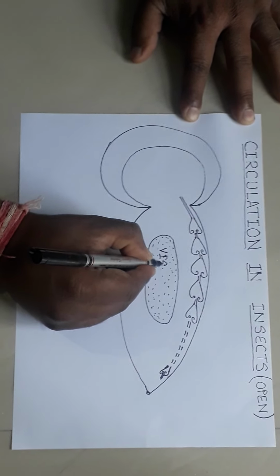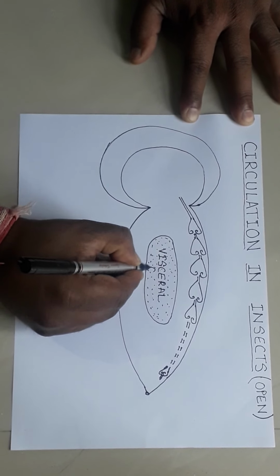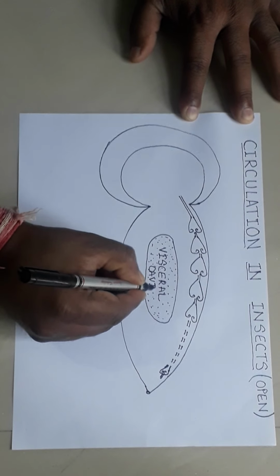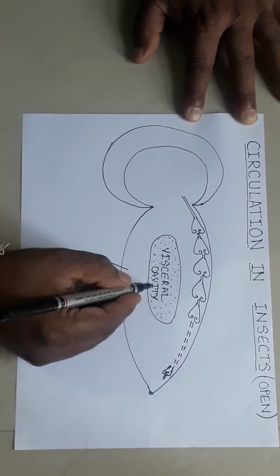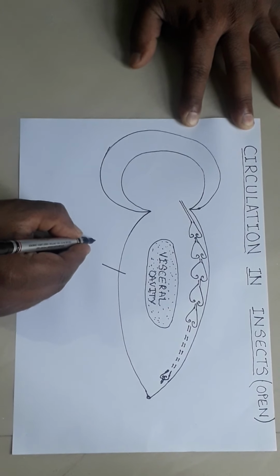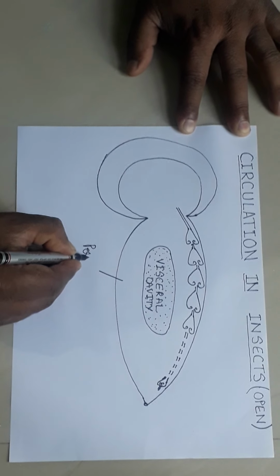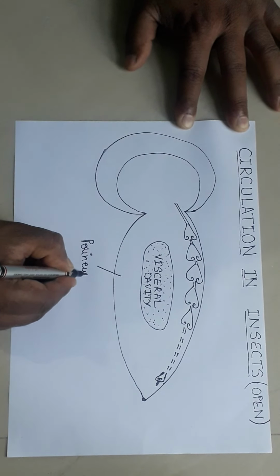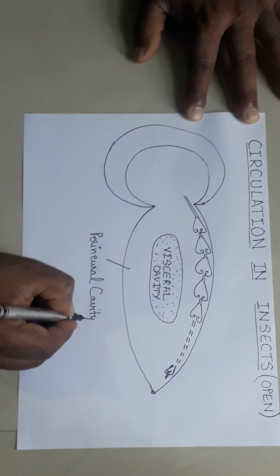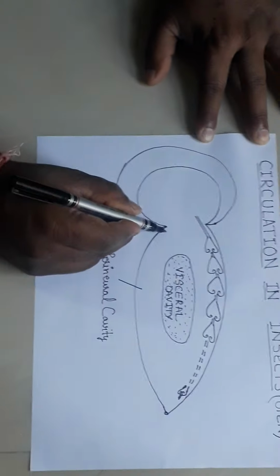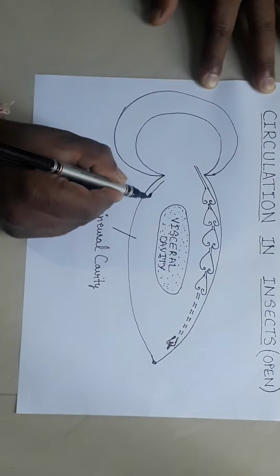Visceral cavity. Beneath the visceral cavity there is the perineural cavity. Now here we can show the nervous system.